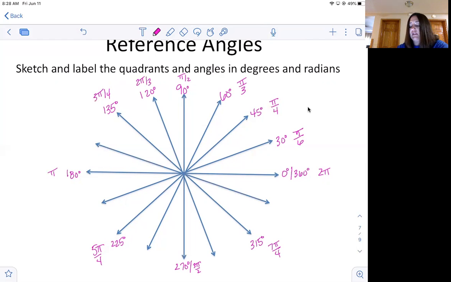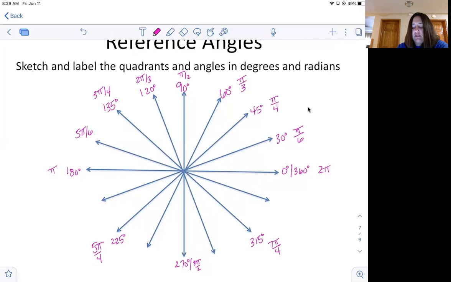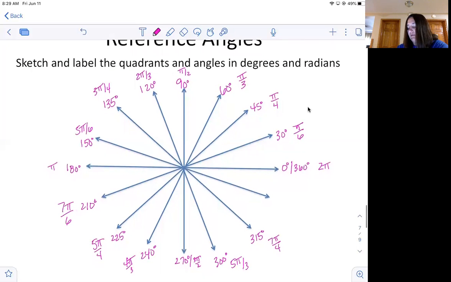So you'd have pi over 6, 2 pi over 6, 3 pi over 6, 4 pi over 6, which reduces to 2 pi over 3. Then we'd have 5 pi over 6, or 150 degrees. Keep going, we're at 180, and the next one would be 210 degrees. That's going to be 7 pi over 6. The next one would be 8 pi over 6, or 4 pi over 3, which would be our 240. Keep going at 270. Then we're at 300 degrees, which is 5 pi over 3. Add another 30, we're at 330 degrees, which is 11 pi over 6.